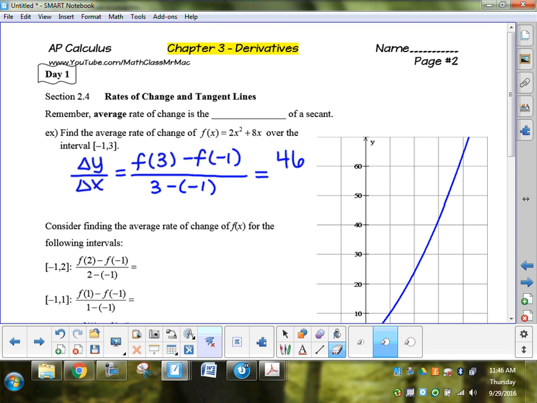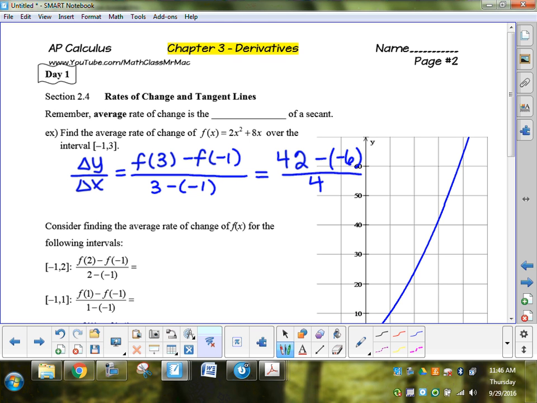So 42 minus, now go through and evaluate the function at -1. So you take 2 times -1 squared, multiplied by 2, plus 8 times -1. What's that value going to be? Mike, let us know what you get. -6. So 42 minus -6 all over 4.